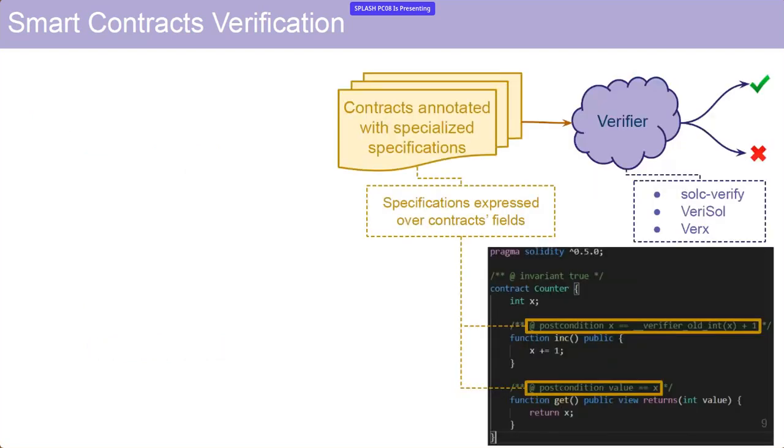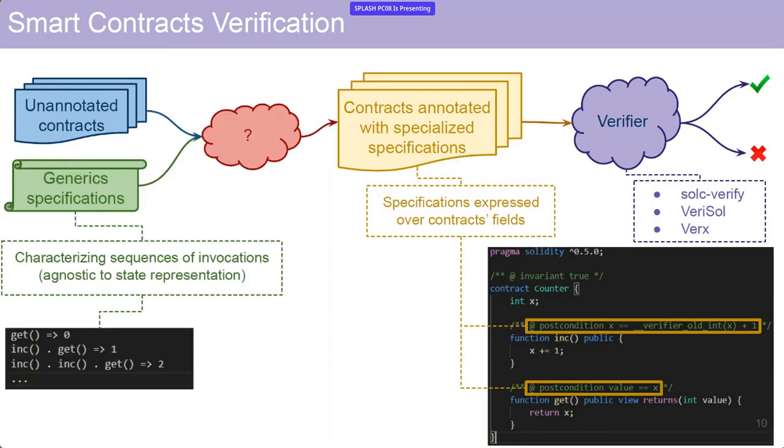In particular, in high level verification, a verifier expects to be given a contract that is annotated with specialized specifications expressed over the contract fields. For instance, here we have a post condition over the increment that the value will be the old value plus 1. And we have multiple verifiers like SolCMC, VeriSol, and VeriX, which will tell us whether the post condition holds or not.